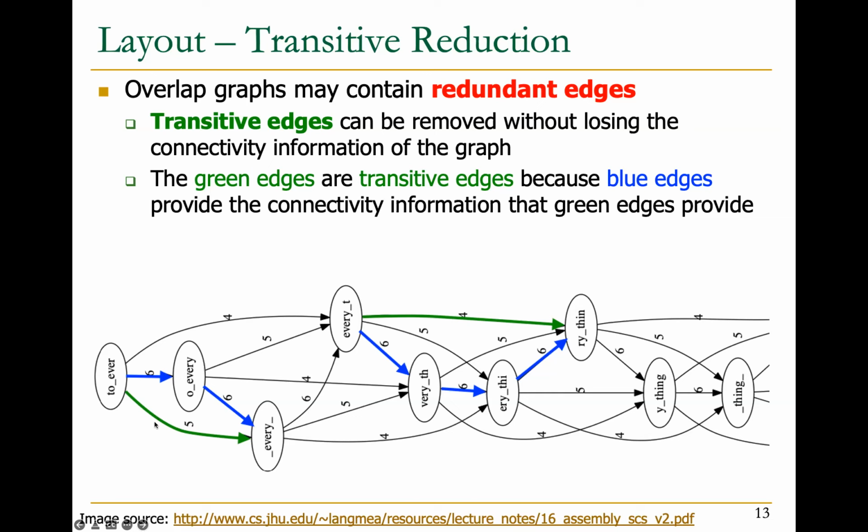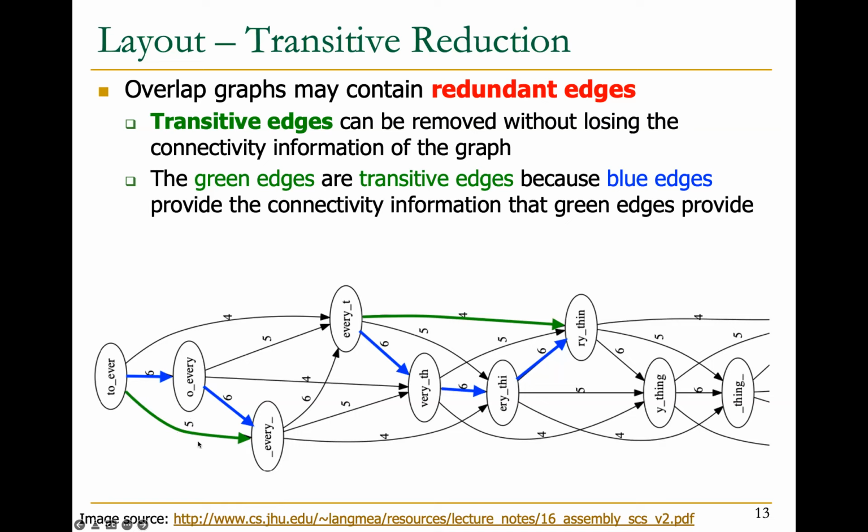But are there any paths that provide the same connectivity? The answer is yes. In this example, the blue edges also provide the same connectivity. I can start from this node, visit this node, and then visit this node. Essentially, I started from here and ended here, so I'm still keeping the same connectivity information. In this case, the green edge is the transitive edge.